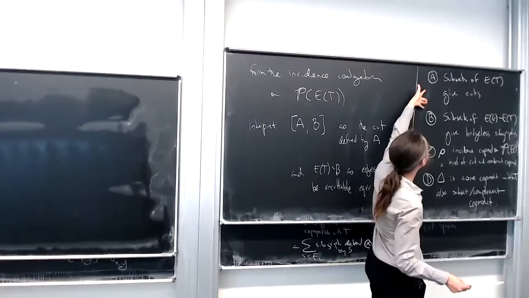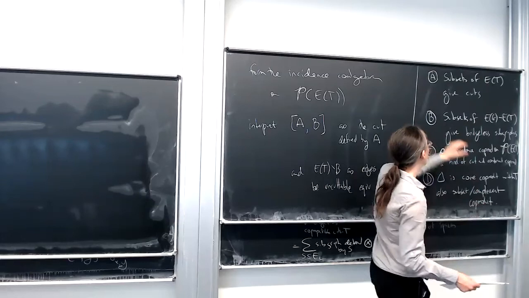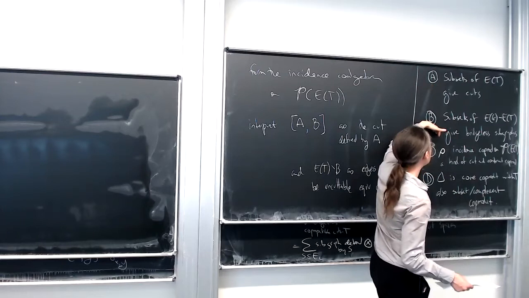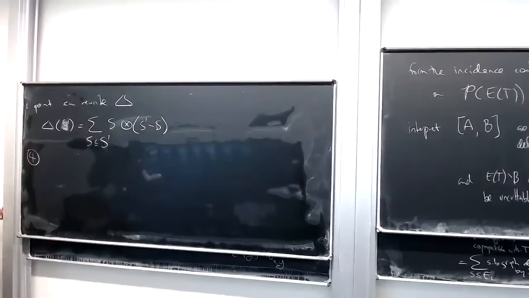So there's a rephrasing of this one as an incidence coproduct and a rephrasing of this one as a subset complement coproduct, in terms of subsets of edges of the tree and subsets of edges not of the tree. And so now they sort of live on a common footing, and that gives us a good context in which to talk about how they relate to each other. And the answer is they're in co-interaction.